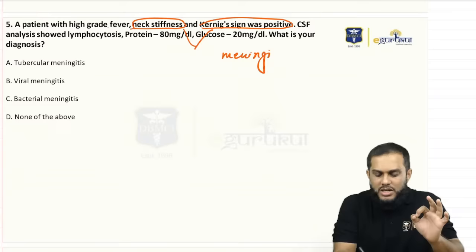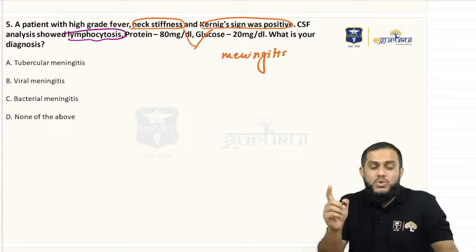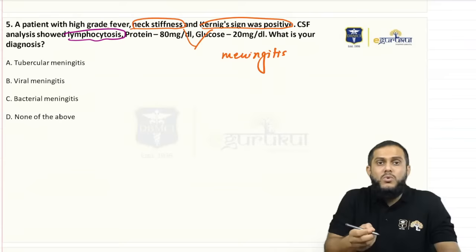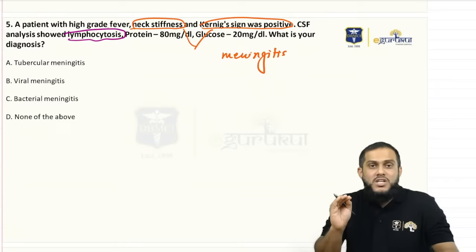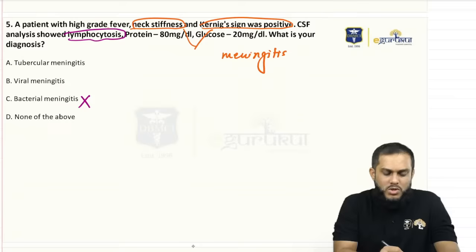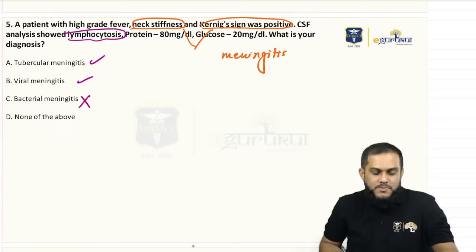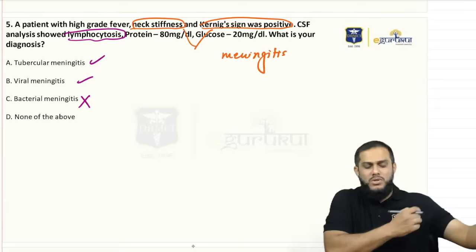CSF analysis showed lymphocytosis. Increase in lymphocytes, you can't rule out bacterial. Chronic bacterial meningitis, you see lymphocytosis, but acute bacterial meningitis is ruled out, because chronic bacterial meningitis is tubercular meningitis. Viral meningitis also you see lymphocytosis. So because of lymphocytosis, I can narrow down to tubercular meningitis or viral meningitis. Bacterial meningitis is ruled out. None of the above is also ruled out because there is meningitis here.